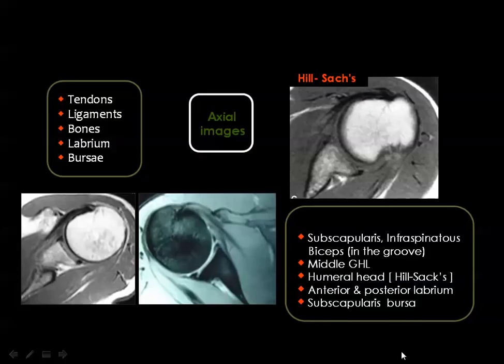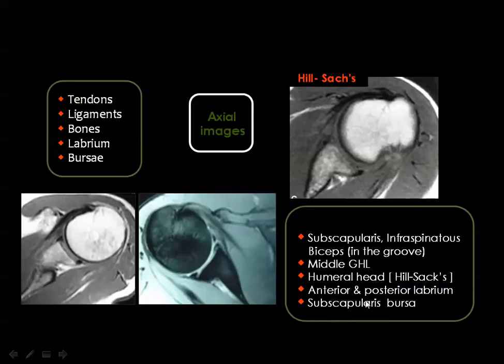Then considering the bones, here we can evaluate the head of the humerus for a very important lesion which is known as the Hill-Sachs injury. This lesion is commonly seen in cases of anterior dislocation of the shoulder and in association with Bankart lesions, as I will mention in the section on instability.